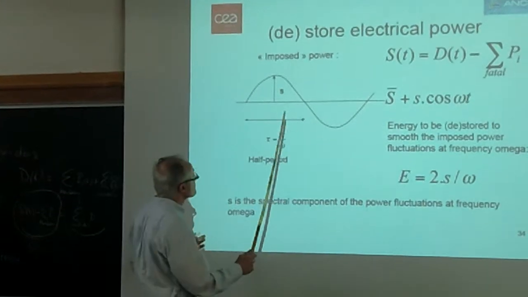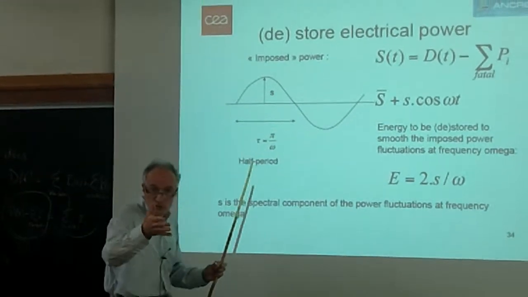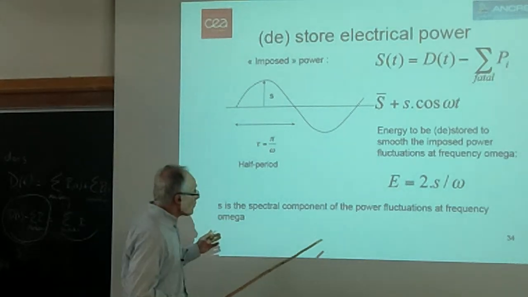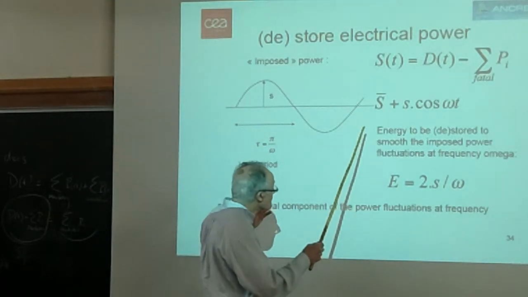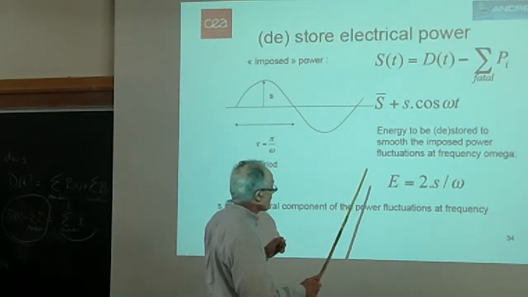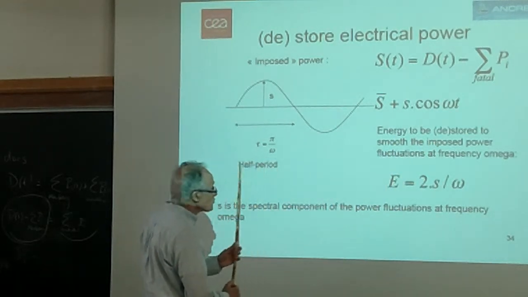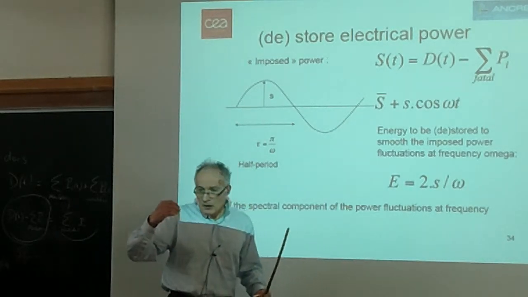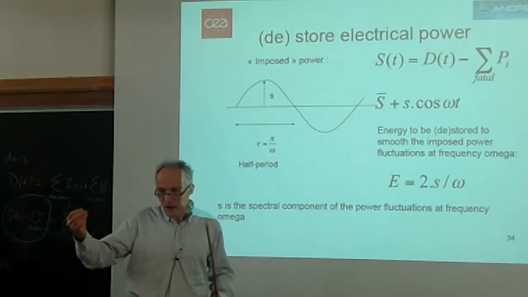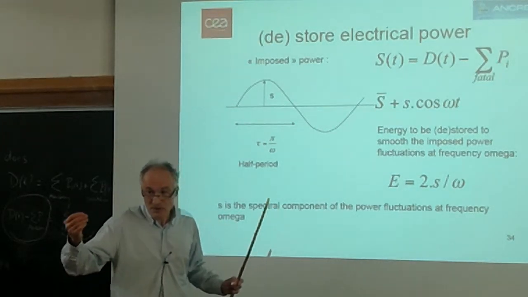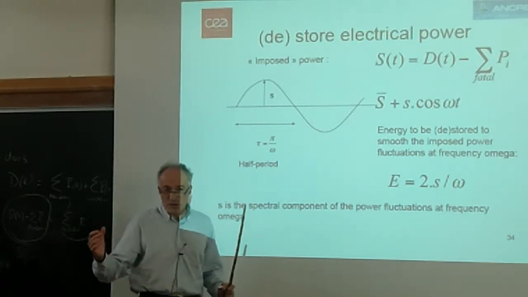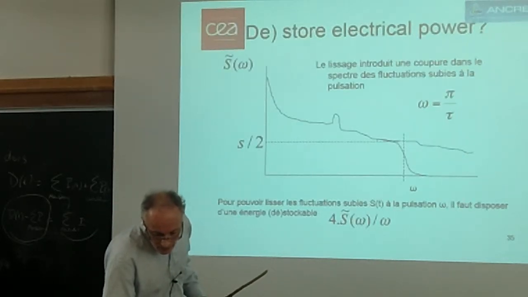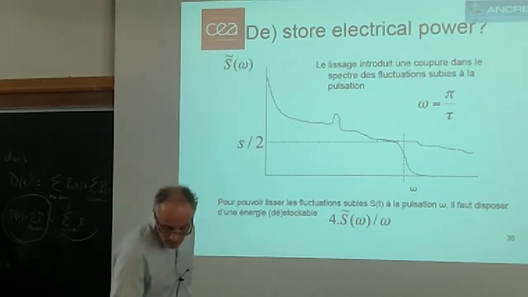This spectral analysis that I showed you previously enables one to determine the energy needed to be destored or stored to smooth these fluctuations at a given frequency. The higher the destorable or storable energy you have, the lower in frequency you can smooth. Okay? So this is the formalism.